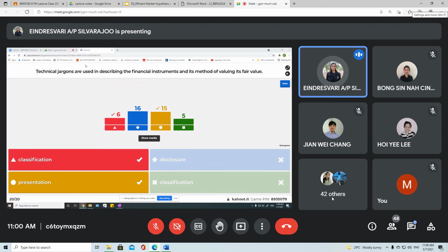Technical jargons are used. Technical jargons are those terms, very fantastic, bombastic terms. In accounting, you are supposed to use simple terms that a layman can understand. So this answer, classification, is also correct. The green classification is just that I forgot to do the setting up.